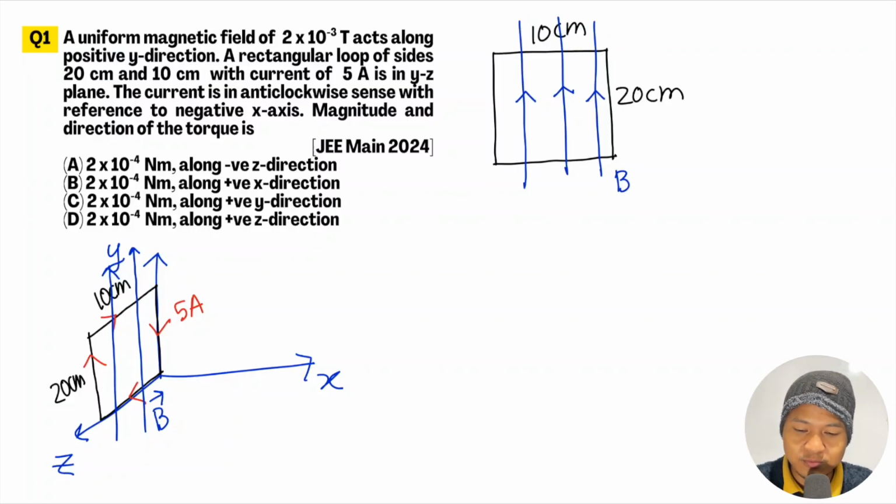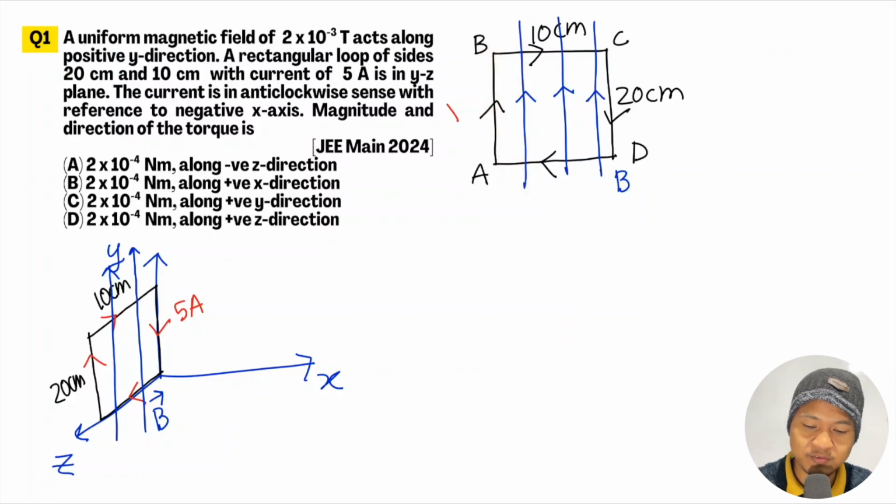Let's label the sides A, B, C, D. Let's see on which sides there is force. The current goes A to B, B to C, C to D and D to A. On AB, dL and B are parallel, so the force is 0 on AB. Similarly, the force on CD is 0.